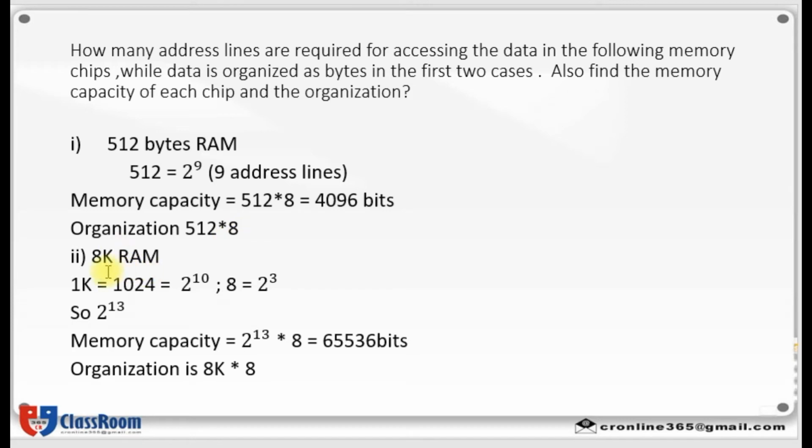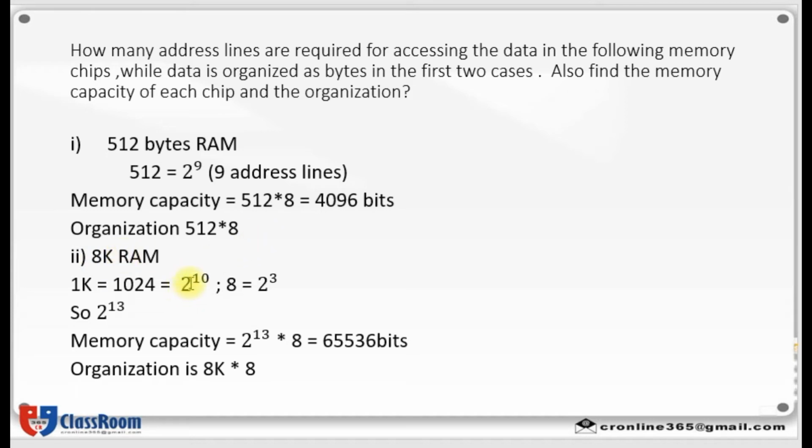Then second question, 8K RAM. As you all know, 2 raised to 9 means 512. So 1K means 2 raised to 10. That is 512 into 2 is equal to 1024, which can be represented as 2 raised to 10. This 8K can be splitted up into 8 into 1K. 8 can be represented as 2 raised to 3. K can be represented as 2 raised to 10.